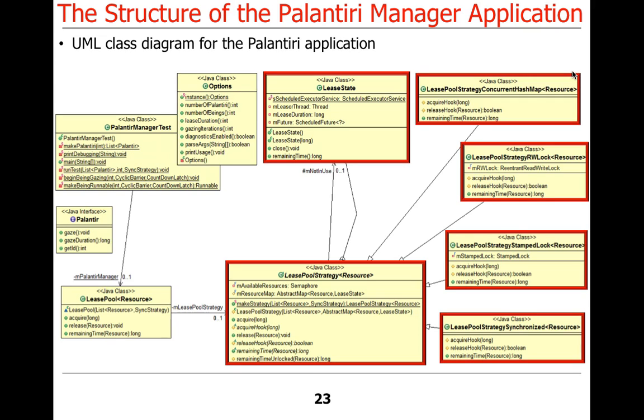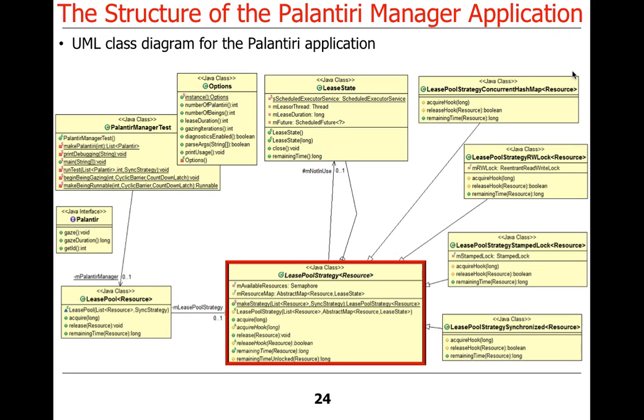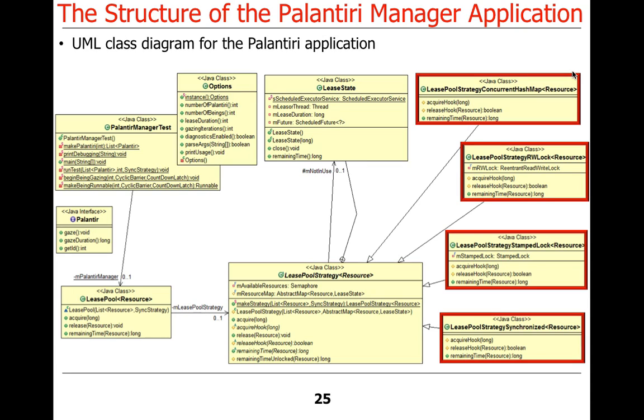Then there's also this LeasePoolStrategy hierarchy. The LeasePoolStrategy is basically the implementer, and plays the role of the implementer class in the bridge pattern. This is the interface class, or the abstraction class in the bridge pattern. This is the implementation hierarchy. It has a lot of the methods here, plus a few more for good measure, which we'll talk about. And this is then allocated by a factory that makes the right one of these based on what kind of synchronization mechanism we're using.